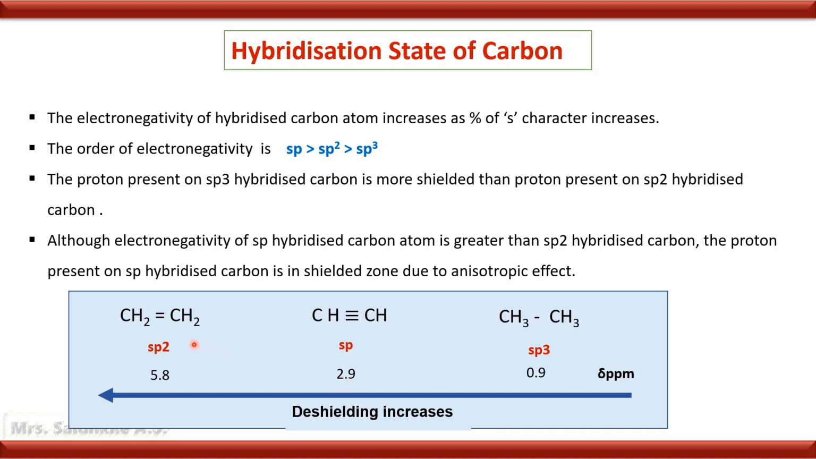And in case of ethylene, the carbon atom is in sp2 hybridization state. Protons are present in deshielded zone due to anisotropic effect, and its chemical shift value is higher, that is 5.8 delta. That is the effect of hybridization state of carbon atom on chemical shift value of the proton.